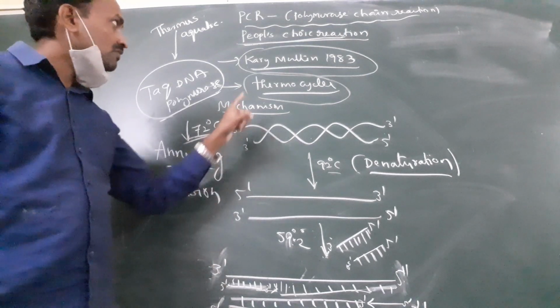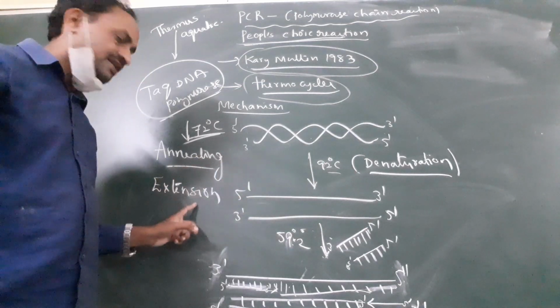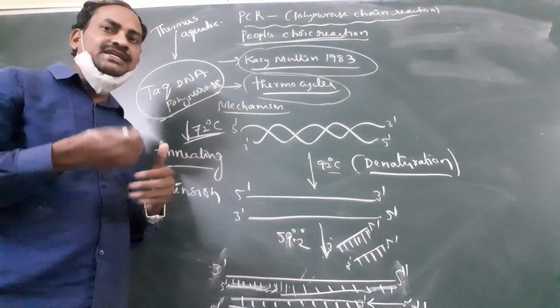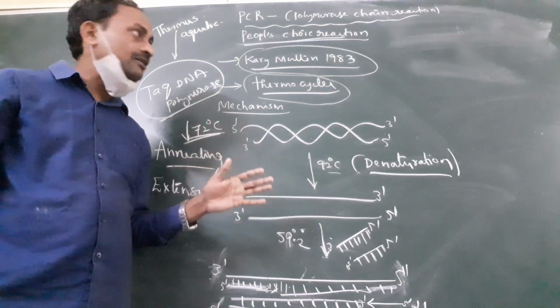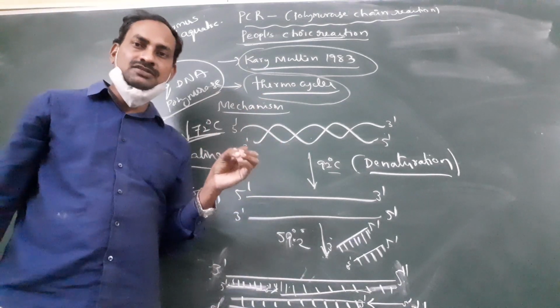So the polymerase chain reaction contains three steps: denaturation, annealing, extension. These three steps are carried out many times. After 30 to 35 cycles, you will get billions of copies of the target DNA strand. So this is the mechanism of the PCR reaction. Hope you understood.